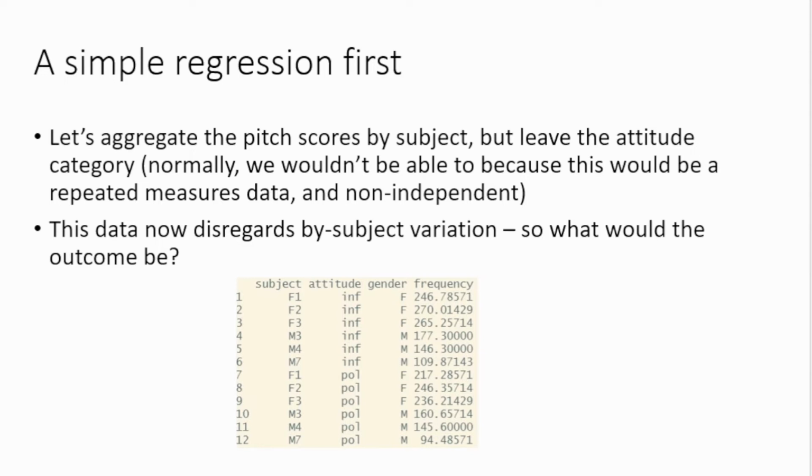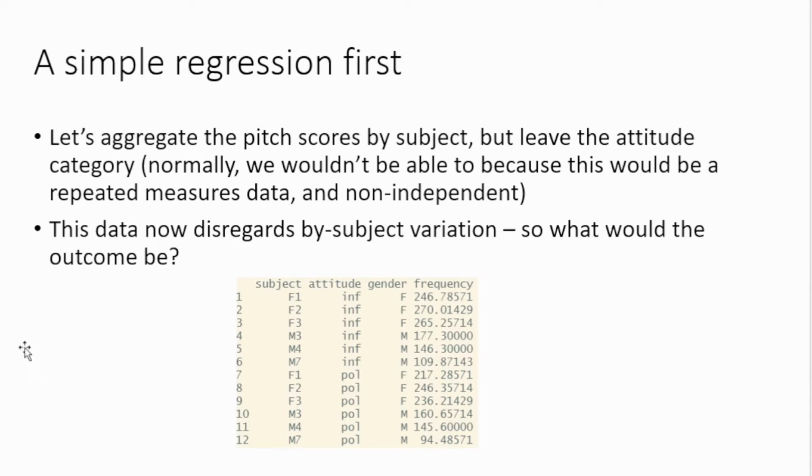And we aggregate the pitch scores by subject. But we leave the attitude category so that there's essentially 2 rows of data per participant, one belonging to the informal category and one belonging to the polite category. And then we have the gender of the participant as well. So F1, F2, F3 are females, M3, M4, M7 are males, right? This is just a subset of the data, not the full data set.